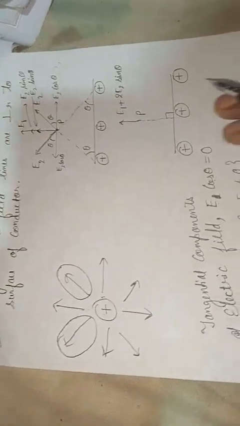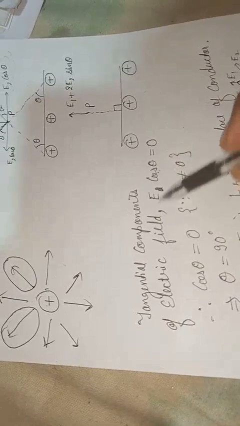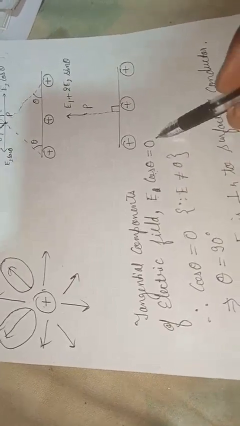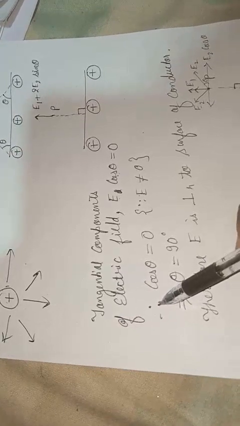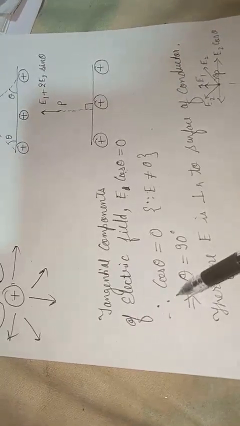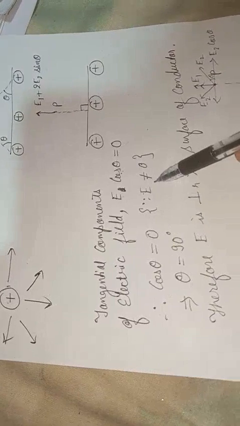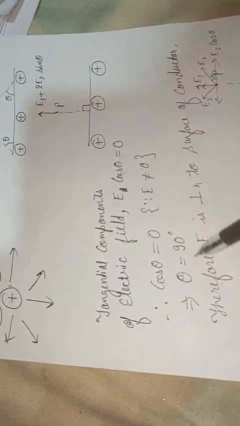But to answer the question in examination, you have to write only this, because the tangential component of electric field is equal to 0, therefore E cos theta equal to 0. And E is not equal to 0, therefore cos theta equal to 0, therefore theta equal to 90 degree. So we can say that E is perpendicular to the surface of the conductor.